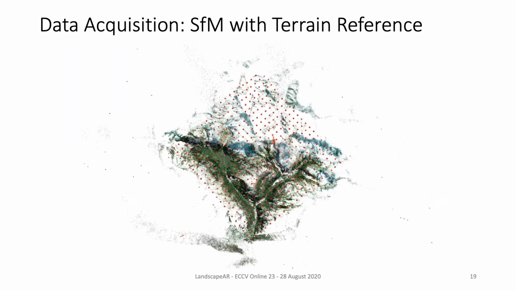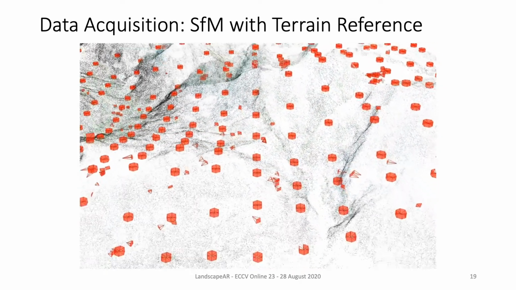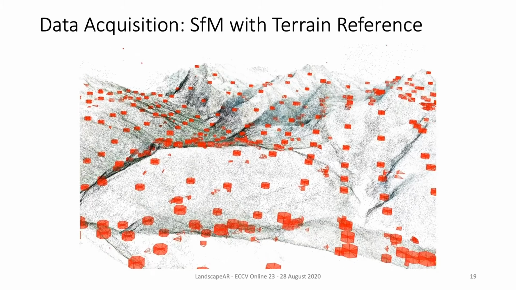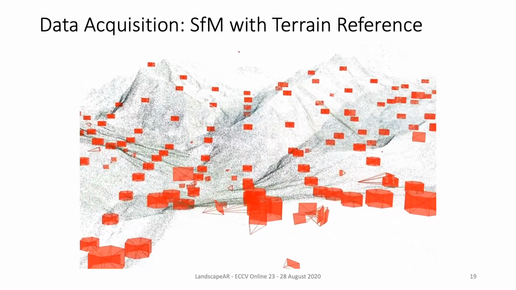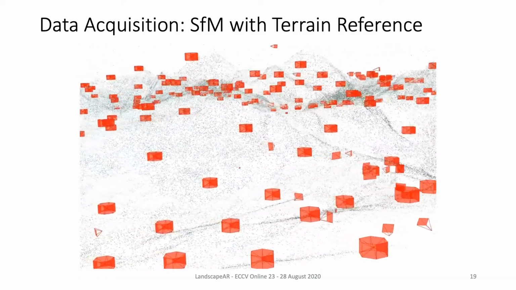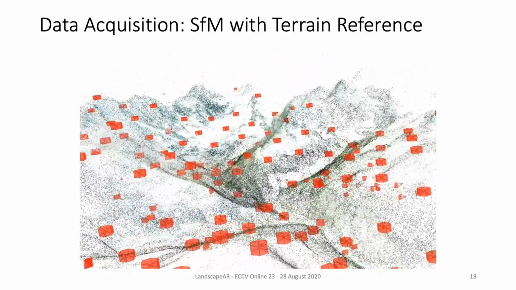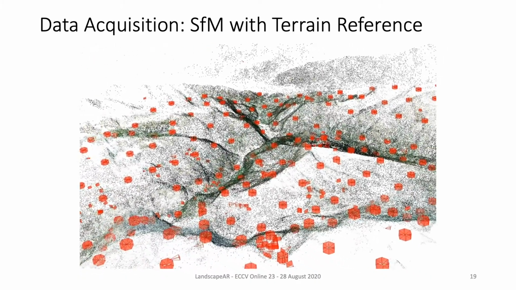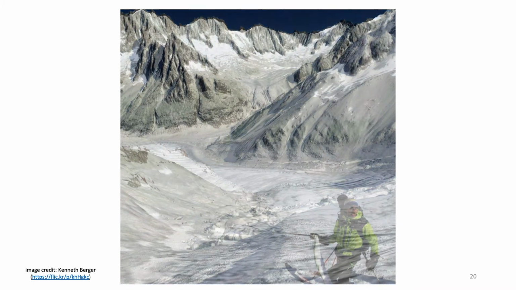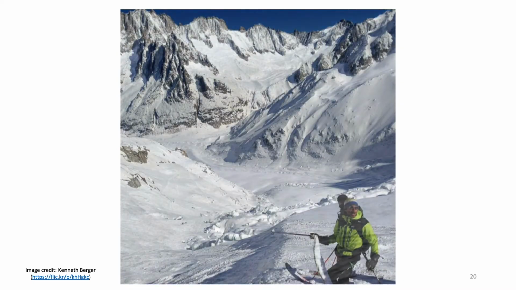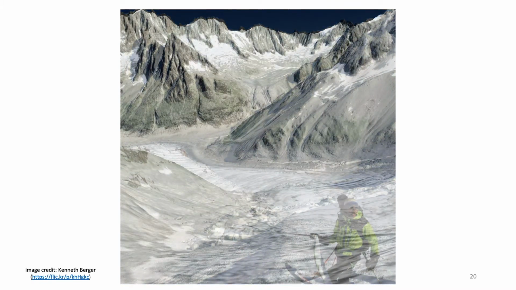Here we show an example of the structure from motion reconstruction with the terrain reference. 3D points from the terrain model and the cameras sampled on the regular grid are prevalent. Cameras out of the grid are photographs localized to the terrain model. This process creates accurate alignments of the query photographs to the rendered terrain. See some examples from the European Alps, Chamonix.